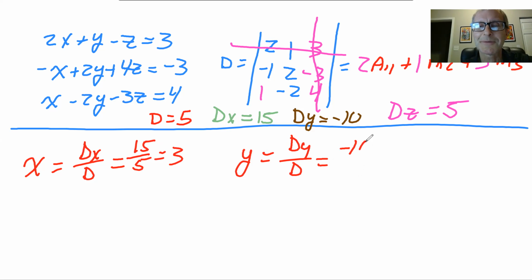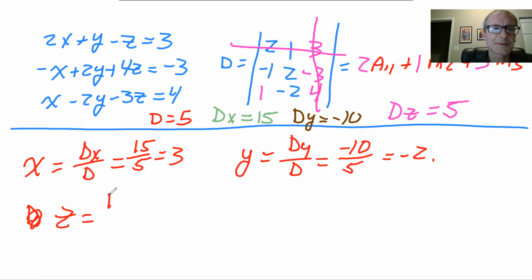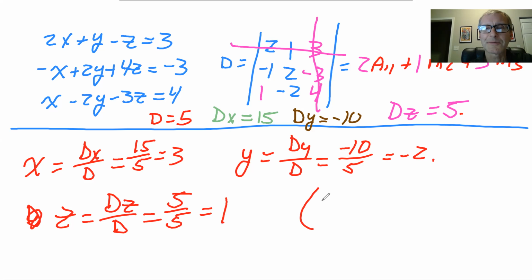This one would be -10, right, over 5. And so that would be -2. And the z variable would be dz over d. And that would be the 5 divided by 5. And you could see that would equal 1. So if we did it in the triplet form, it would look like that. And ipso facto. So that ends the recorded lecture for probably the most tedious calculation that we've done. Kind of left it to the end. But this is a calculation using Cramer's rule for a linear system of 3 by 3 equations.